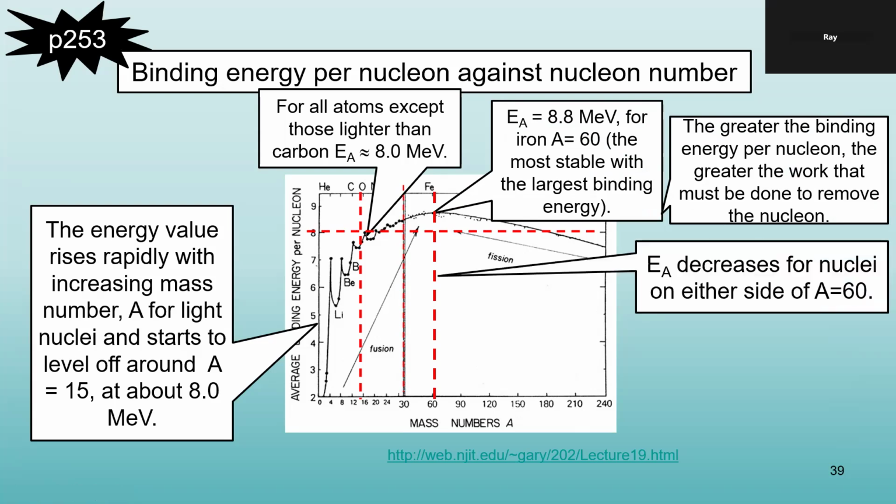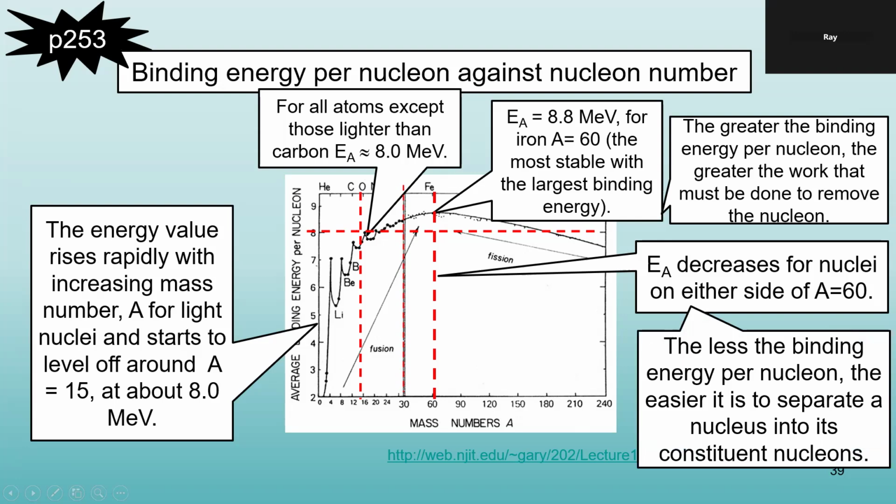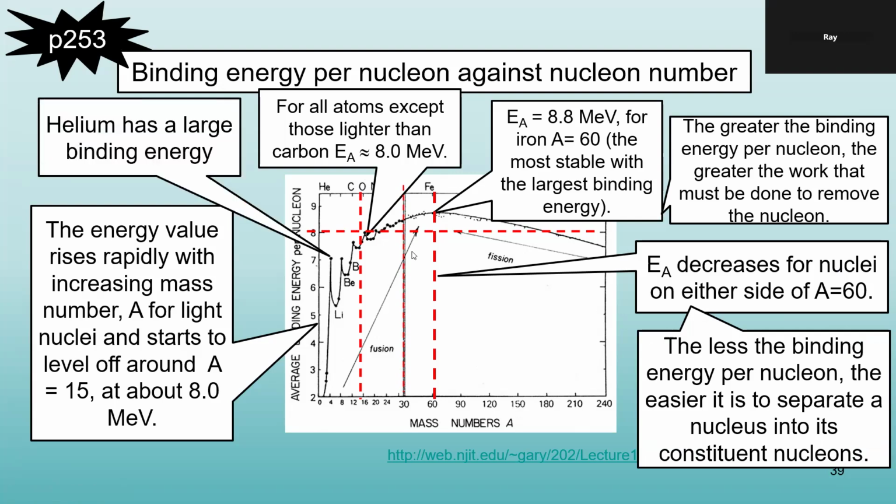Binding energy per nucleon decreases for nuclei on either side of iron. Right? There's iron. So this side it decreases, this side it also decreases. The less the binding energy per nucleon, the easier it is to separate the nucleus into its individual nucleons. Right? Lower binding energy, easier to separate the nucleons from the nucleus. So helium, that's helium, right? It has a large binding energy.